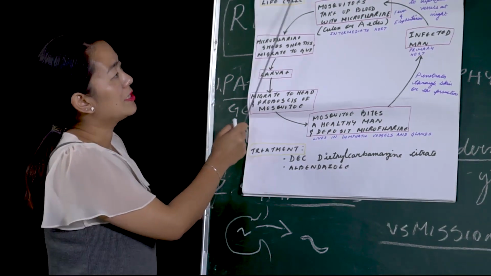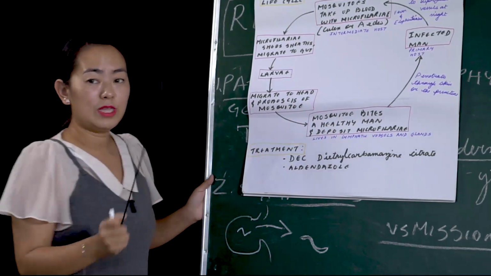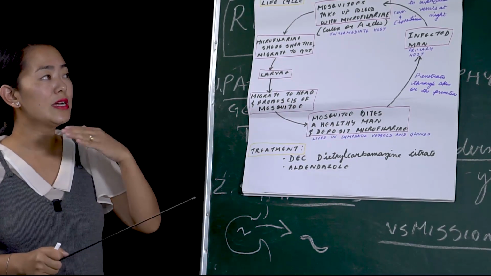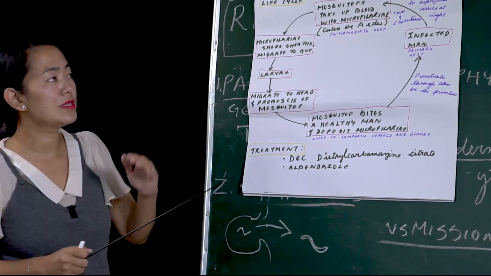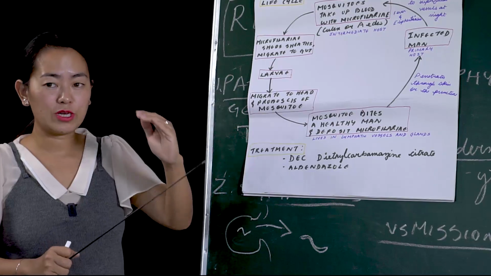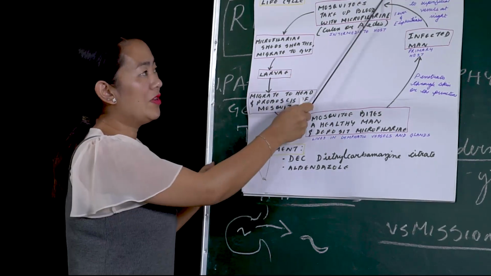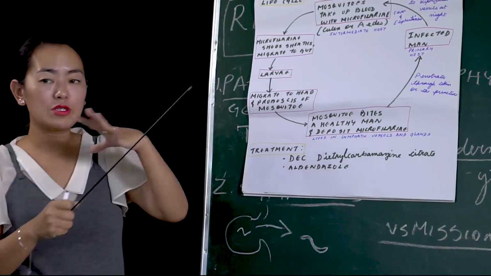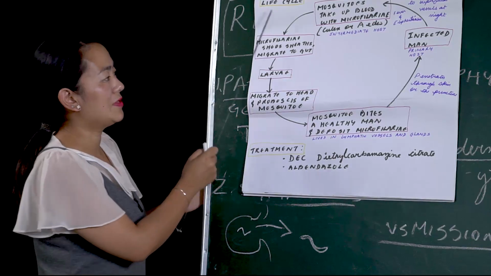What are the symptoms? The symptoms are enlargement of lymph nodes and vessels. Lymph nodes and vessels are another circulatory system besides the circulatory system of RBC and WBC. They are also called the lymphatic system, where there is a totally different circulation. Remember that. So what is the life cycle?